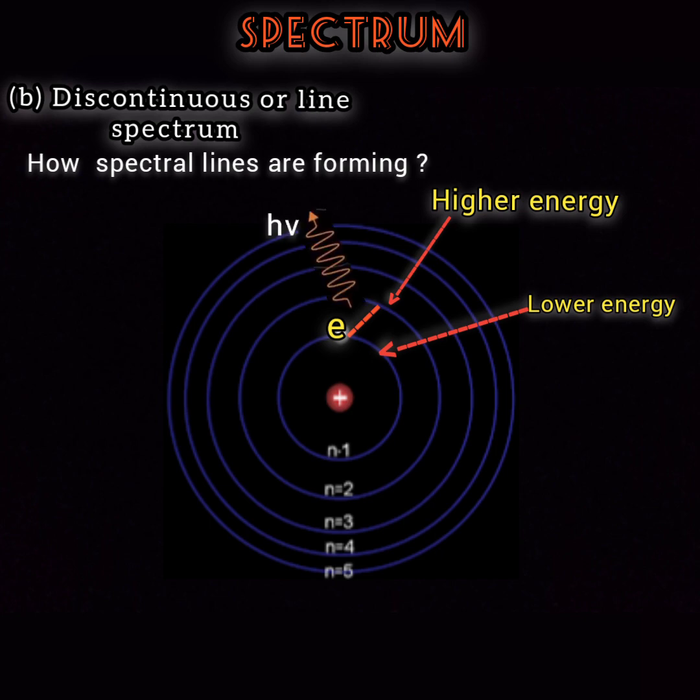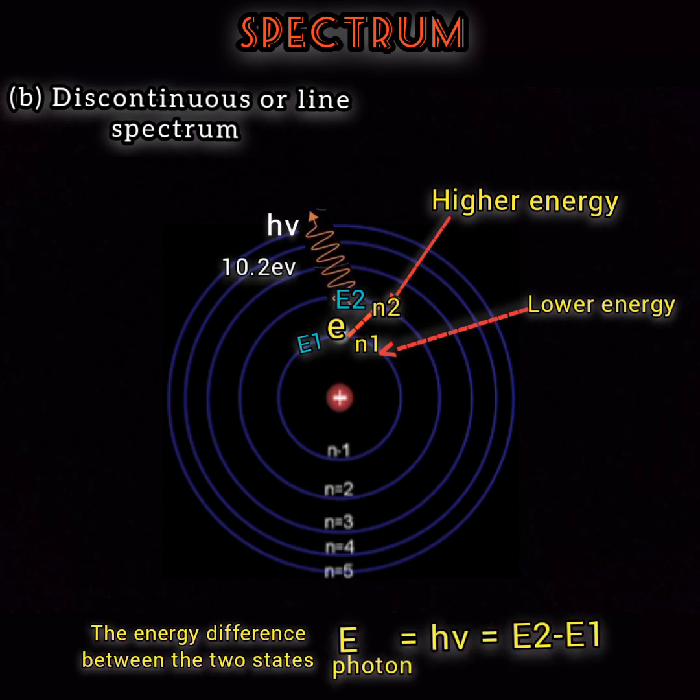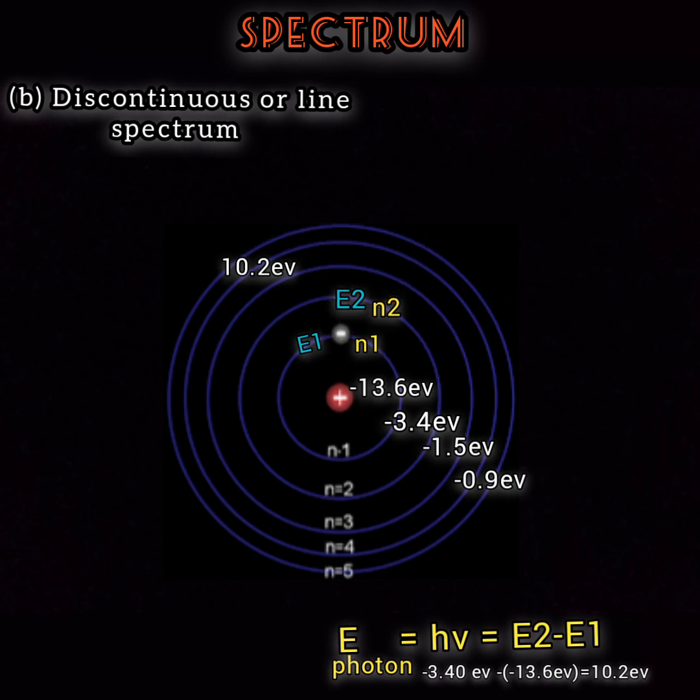To distinguish between the two states, the lower energy level is denoted by n1, while the higher energy state is denoted by n2. The energy difference between the two states corresponds to the energy of the photon emitted, because the energy of each state is fixed. So it is the energy difference between them, and the transition will always generate the same energy photon.